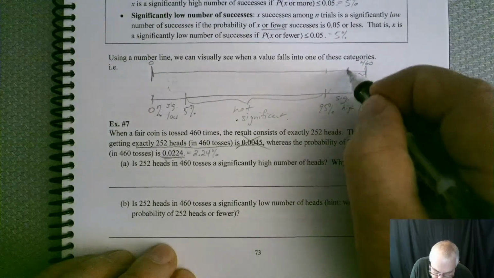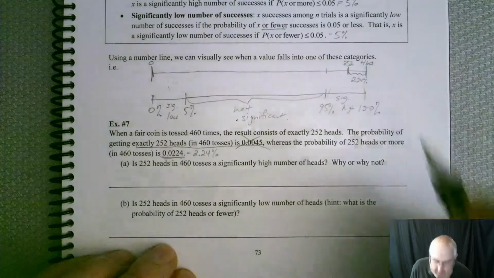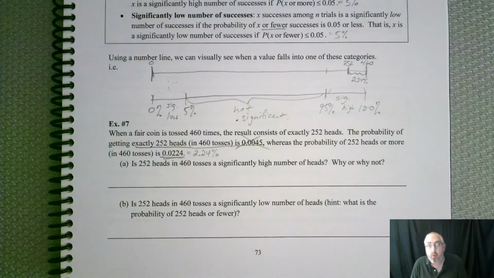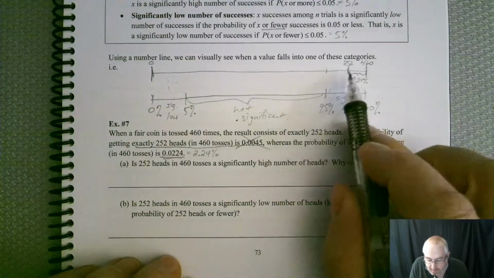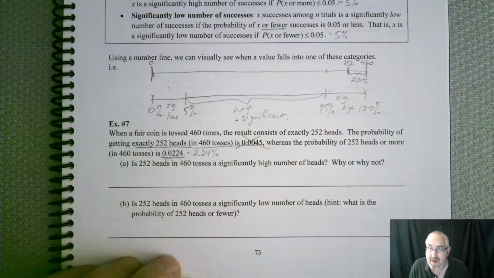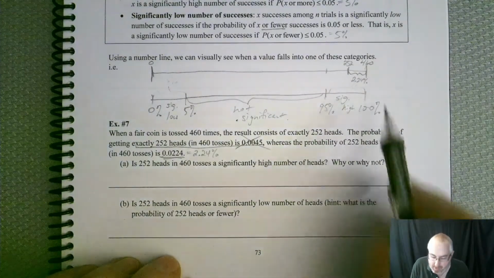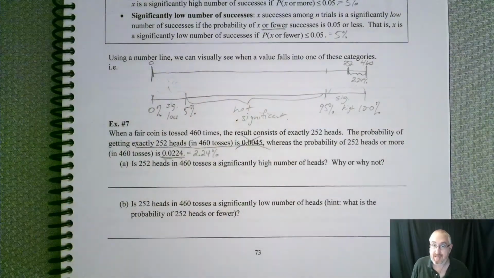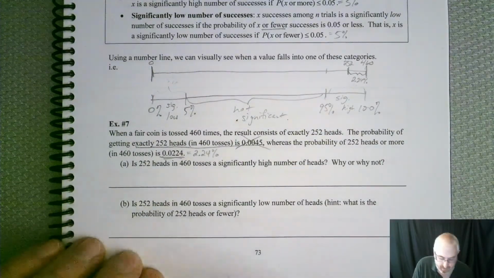So 252 would have to be there because, again, it's within 5% from getting to 100. It's 252 or more. So everything above that is a very small percentage. It's less than 5%. So that puts it in this significantly high range. So the answer is yes, it is significantly high.